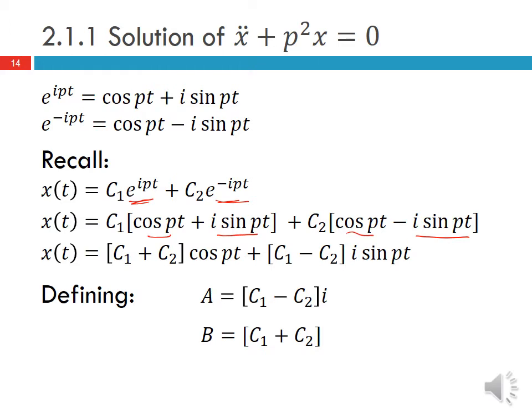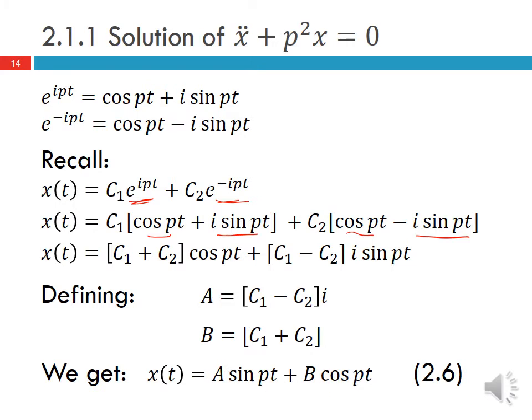And now we can define two different constants. We can say that a is equal to c1 minus c2 times i, and b is equal to c1 plus c2. And then to replace those into this equation here, we get this expression: x of t is equal to a sine pt plus b cosine pt.